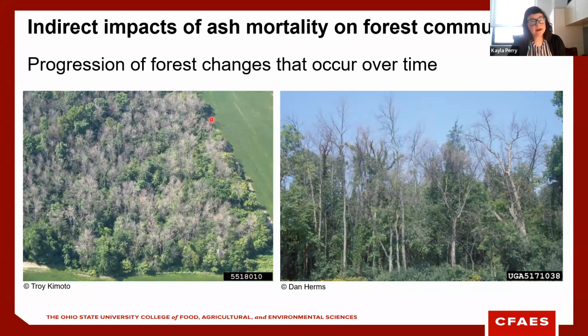In particular, I like to think about indirect impacts of ash mortality changing over time. So there's a progression of forest changes that occur following ash mortality. I'm going to talk a little bit about that and how I've quantified some of those changes and their impacts on wildlife.